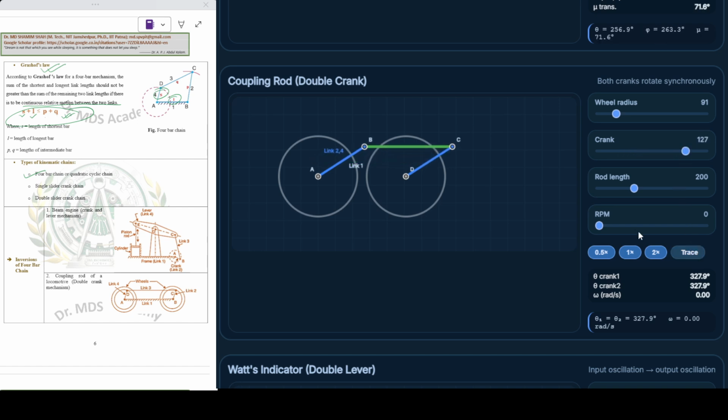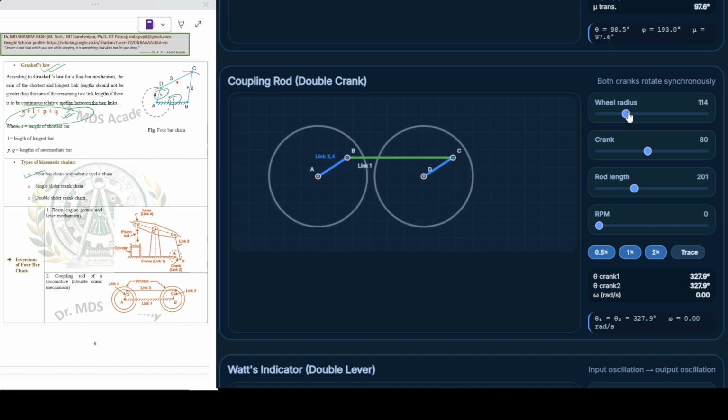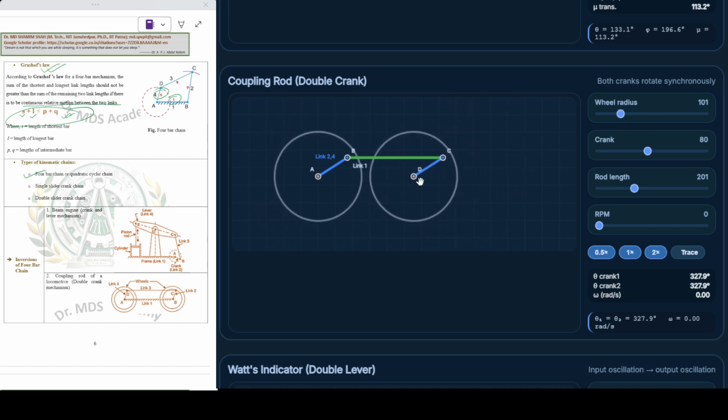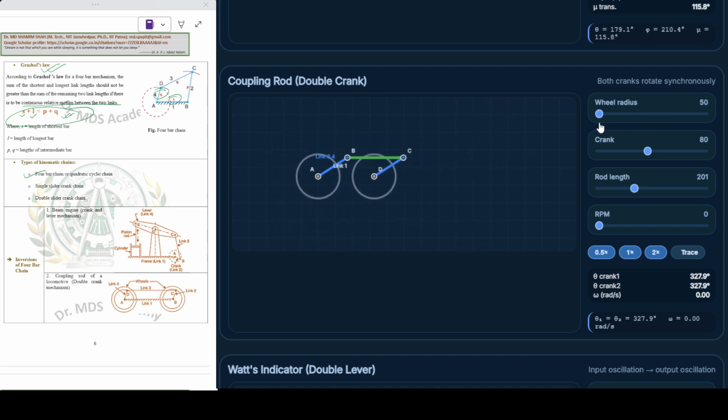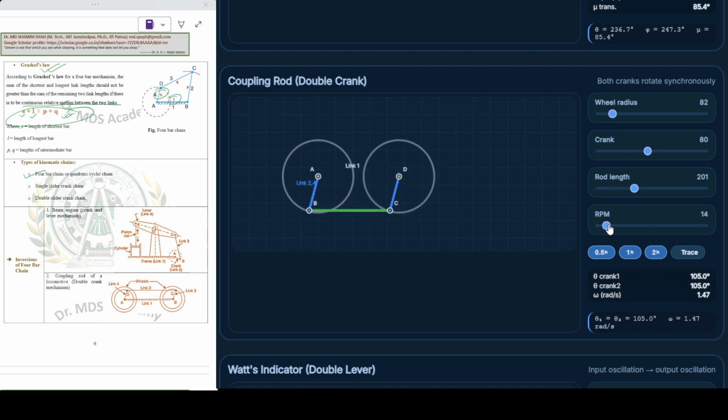So you can increase the length of the blue line, meaning crank length. Rod length, ignore that. Wheel radius: see, the radius of each wheel you are increasing or decreasing. Now let's play this. See how the coupling rod is rotating. Now put it here, trace.